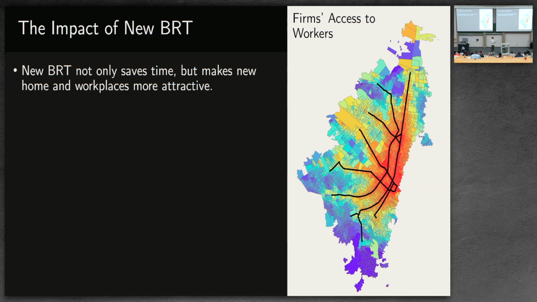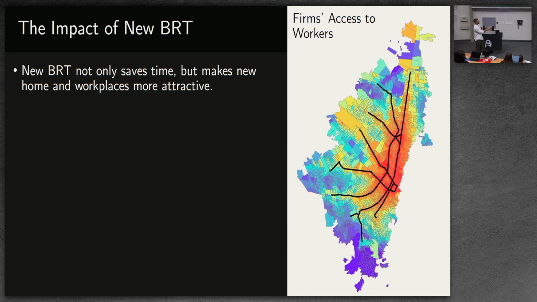So here's a map of Bogota. Here is the BRT system, which is in black. And here what I'm showing you is a heat map of how firms' access to workers changed as a result of this network being built. Okay, so the red areas are places where firms' access to workers increased a lot, relative to the blue areas where it increased a little bit. Okay, so what is this telling us? So in Bogota, the highest density of jobs, there are basically 2 CBDs in Bogota.